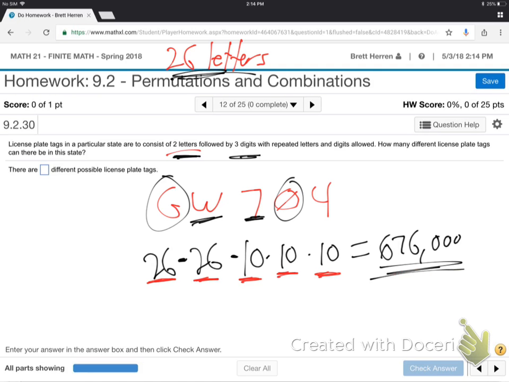676,000 different license plates. Is that enough for the cars in California? I have no idea. How many cars are in California? There's a lot of people in California. There are. And they all have 3 cars. Some do. All right. Anyway. Is that good there? Decisions and options.